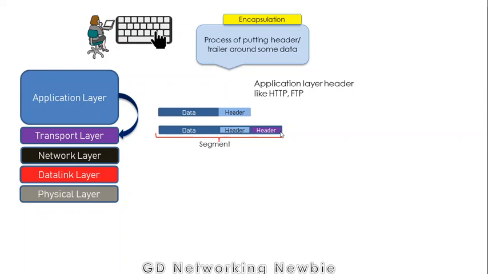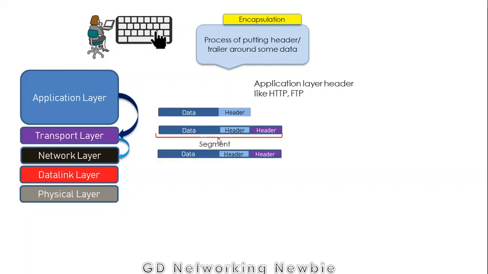This process of putting a header, and at the data link layer also a trailer, around some data is known as encapsulation. So encapsulation is the process of adding a header on top of data. In this case, this is encapsulation. At the transport layer, this is again encapsulation because the header is being added around the data. And then the transport layer hands over this segment to the network layer.